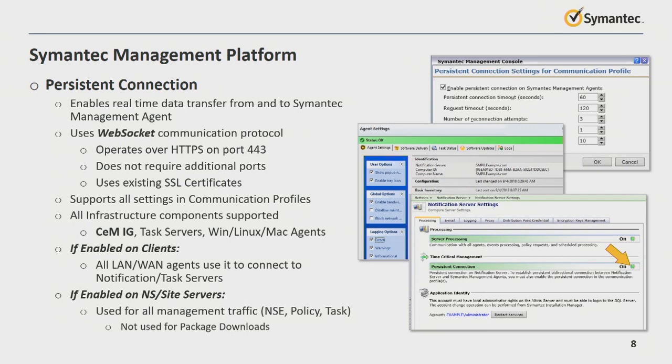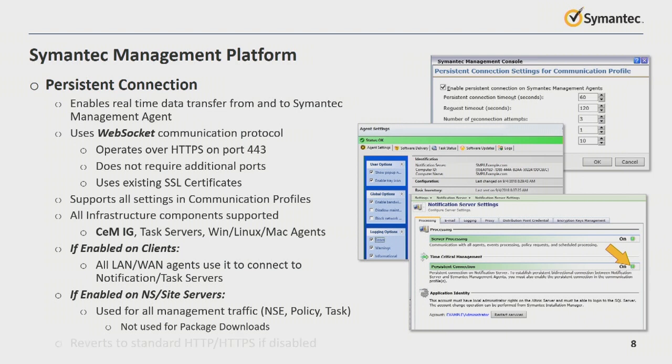Okay, if it's enabled for the notification server and the site servers, then it talks with the persistent connection between the notification server and its package servers, task servers and so on. But what it's transmitting is things like NSEs, policies, tasks, etc. So it's not used for package downloads. If you're familiar with the way we do package downloads, it's not the same type of connection. It's policy-based. It's basically file transfer.